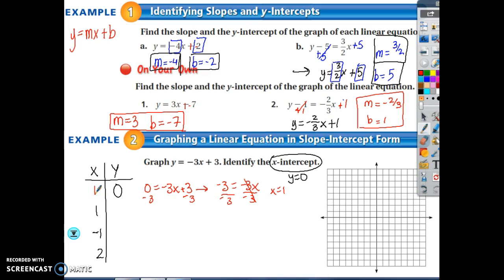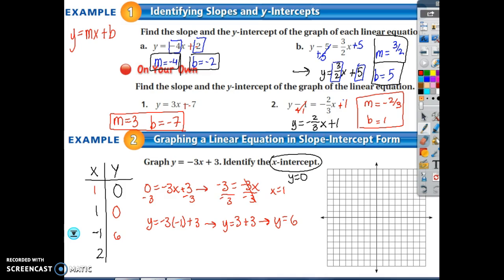Now my next x value, x is 1. Well, we just did that. The y value that goes with 1 is going to be 0. I'm not going to go through that work a second time. When x is negative 1, I'll plug that in. y equals negative 3 times negative 1 plus 3. So y is equal to positive 3 plus 3, which means that y is equal to 6. So when x is negative 1, y is equal to 6.